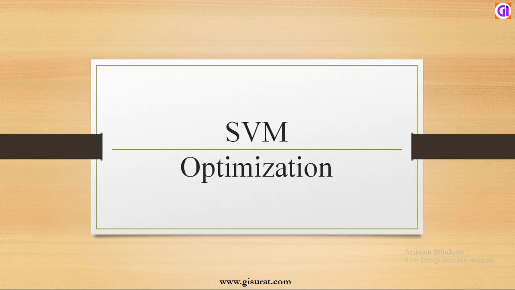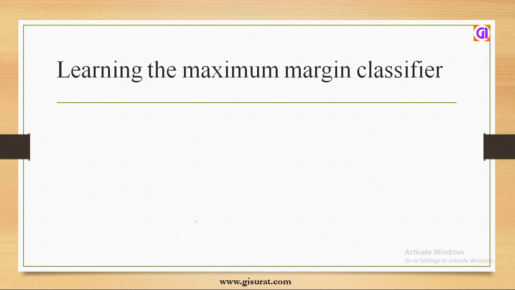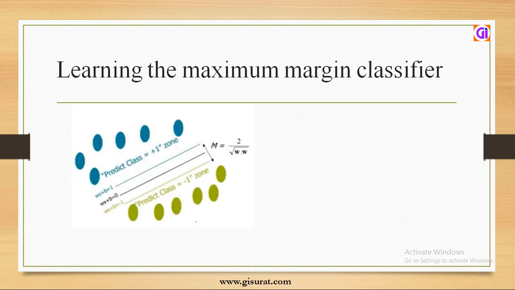Okay, fine. So now the next thing is SVM optimization. Now what is optimization? Optimization is I want to find out the best value, actually. From the last slide, we finalized the margin formula. The margin formula is equal to 2 upon the square root of W into W. That is the margin width.